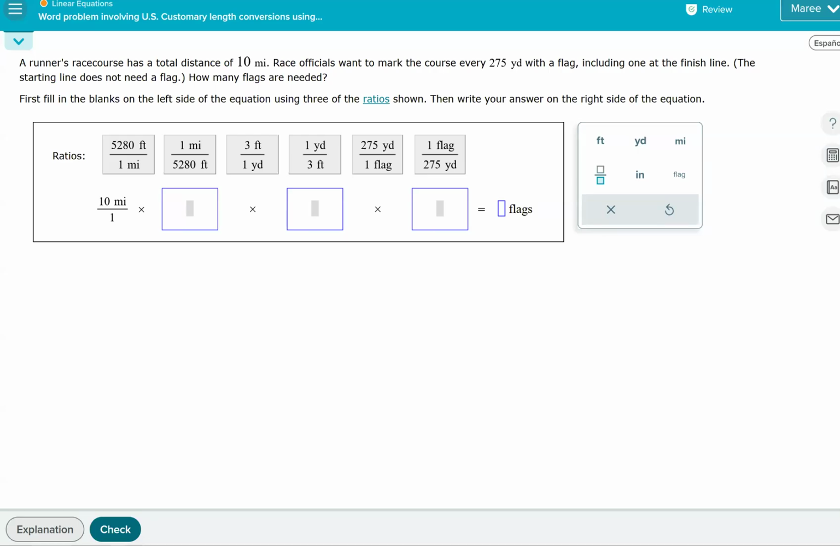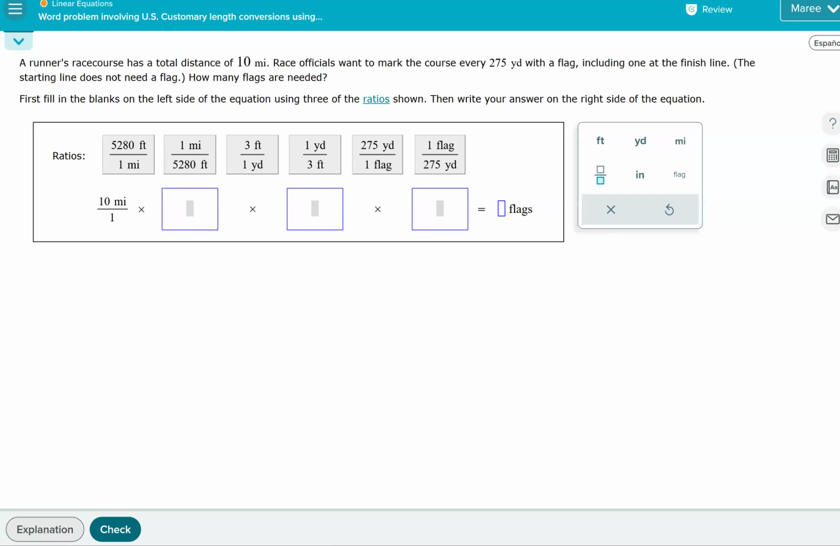The topic is called Word Problem Involving US Customary Length Conversions Using Dimensional Analysis. They call it dimensional analysis because we're going to just be looking at the dimensions first before we do figuring with numbers. The dimensions in this case are feet and yards, miles, inches, and then flags. So what we're going to do is focus just on the dimensions first. I'm not even going to write any numbers in.